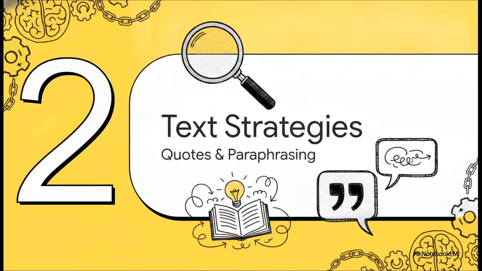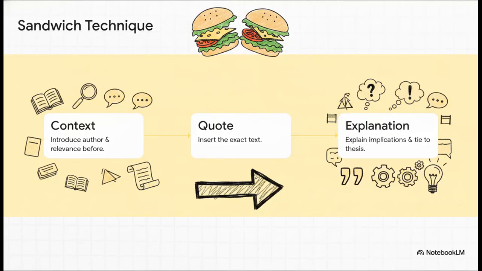Moving on to part 2, text strategies, quotes and paraphrasing. So how do we practically use this analyst mindset when we're dealing with text? Think of it as the sandwich technique. You've got to deliberately wrap every single piece of evidence you use. Step 1, the top bun, is context. Introduce the author and explain why this quote is even relevant before you drop it in. Step 2 is the quote itself. And step 3, the bottom bun, is the explanation. You analyze the implications and connect it right back to your central argument. The secret here is to literally never leave a quote undefended on the page.